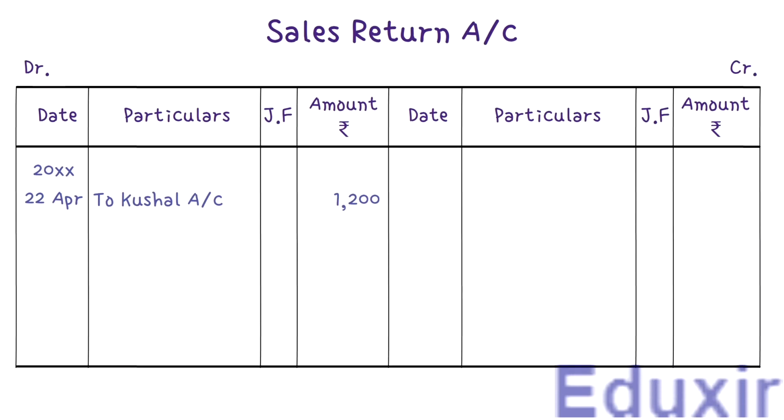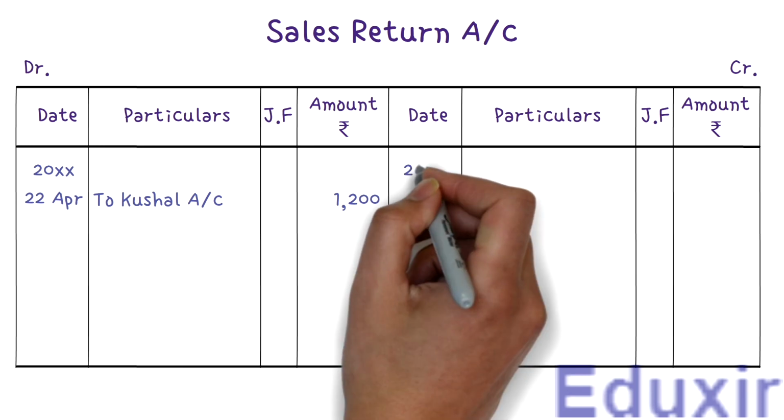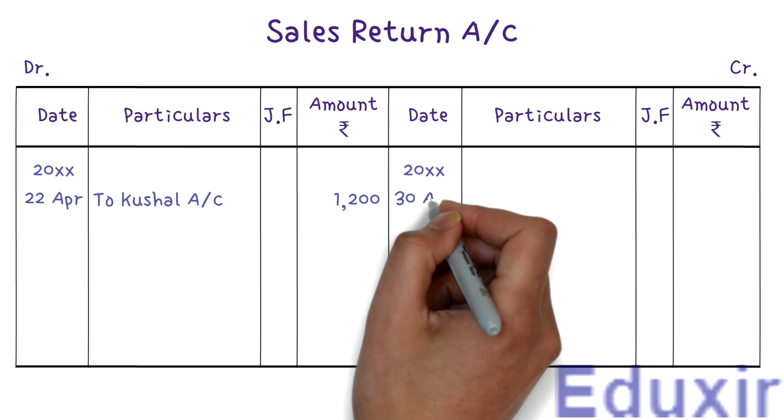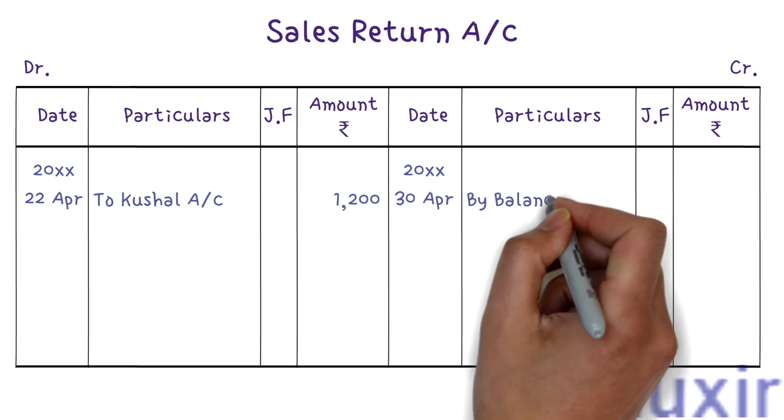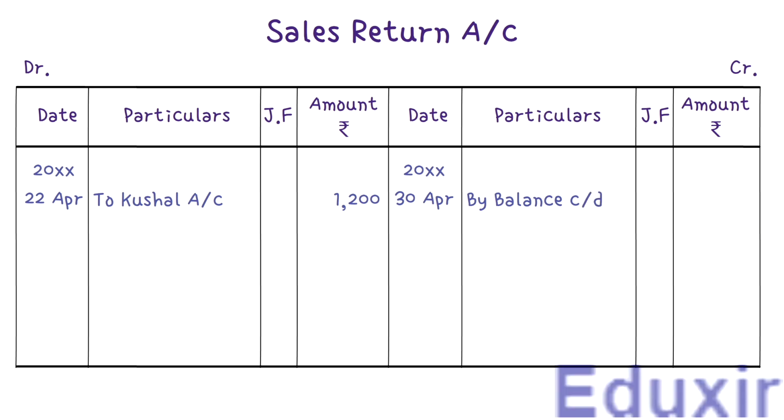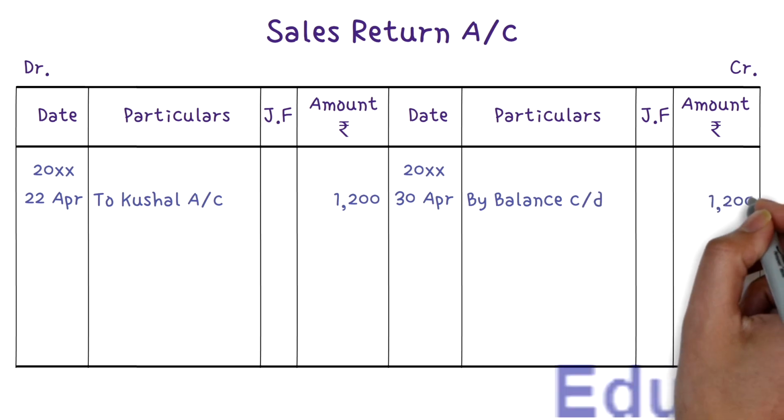As there are no entries on the credit side, this entire debit balance of 1200 rupees need to be carried down. As this is the first entry on the credit side, let's first write the year and then let's write the date as the last day of the month. Let's then write by balance carried down in the particulars column. Let's then write 1200 rupees in the credit amount column.